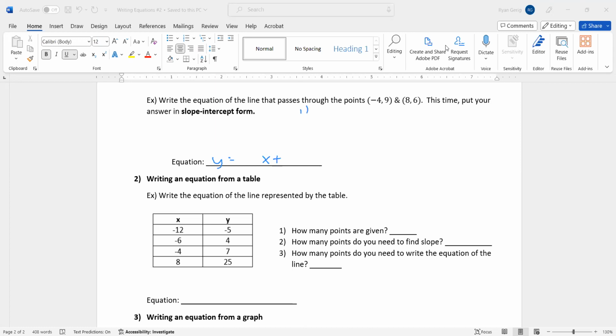Same first thing, we got to find the slope. So that's y2. I'm not going to write it out this time. y2 is 6. y1 is 9. x2 is 8. -4 is x1. 6 minus 9 is -3. 8 minus -4 is 8 plus 4, so 12. Reduce that, I get -1/4.